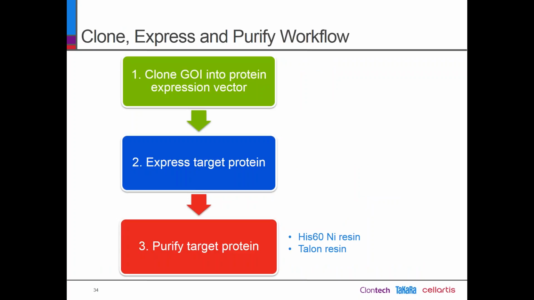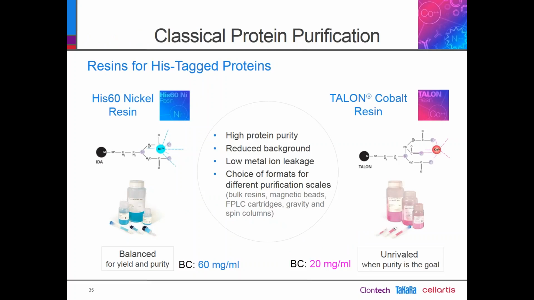Okay, so this brings us almost to the end of this webinar. I just want to quickly show you also the traditional resins. So Capture is great for fast purification, especially for screening, where you want to quickly look at whether your protein is expressed or not. If you want to go higher scale, you can use also traditional resins. So this is the His60 nickel resin that I mentioned at the beginning, and the Talon resin. So they also have advantages and disadvantages. The His60 nickel is really good for high yield, so you can get up to 60 milligram per ml, or at least that's the binding capacity of the resin itself.